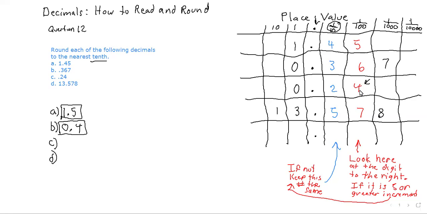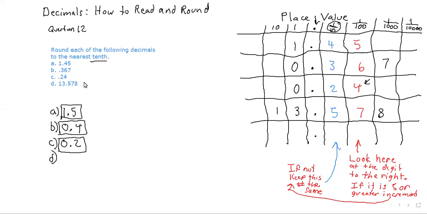Is that greater than or equal to 5? No, it's not. It's less than 5. So if it's greater than or equal to 5, we increment. If it's less than 5, it's going to stay as is. So this is going to stay 2, and we're just going to write the number as 0.2. Why? Because the digit directly to the right of it was less than 5. And now we're going to do the last number.